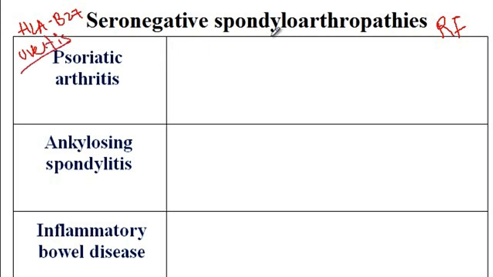Now, the mnemonic that you can use to memorize these conditions is PAIR, and P stands for psoriatic arthritis, A for ankylosing spondylosis, I for inflammatory bowel disease, and then finally R for reactive arthritis.